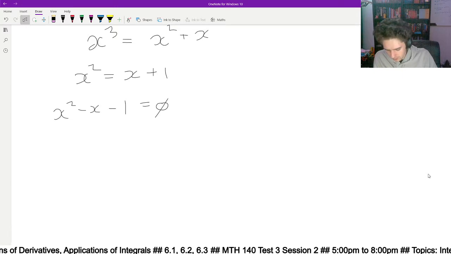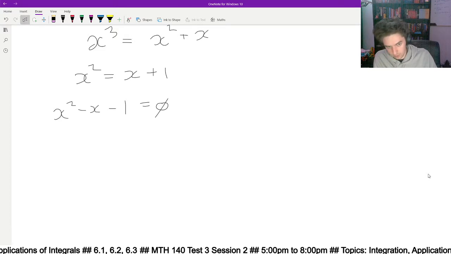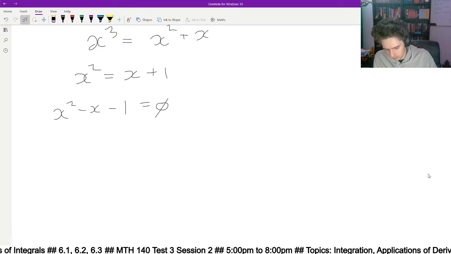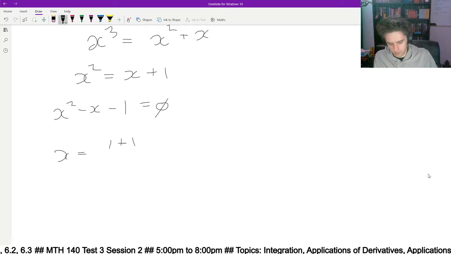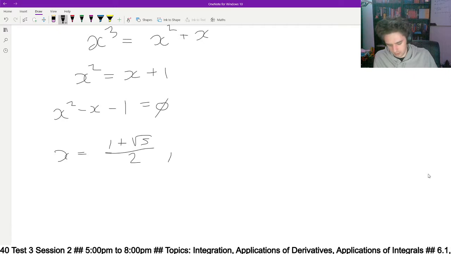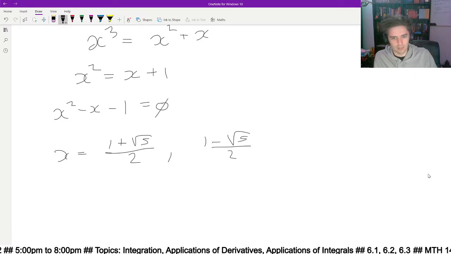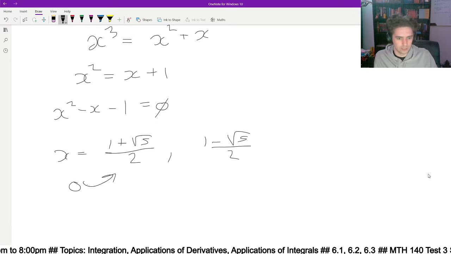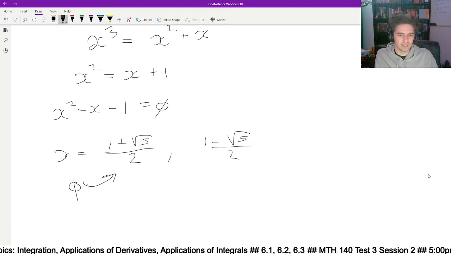So it doesn't have nice solutions: 1, negative 1, negative 1. The two solutions are x equals 1 plus root 5 over 2, and the other solution is 1 minus root 5 over 2. And again, this is the golden ratio, which is, I think, written like that. But yeah, that's just a different thing entirely.